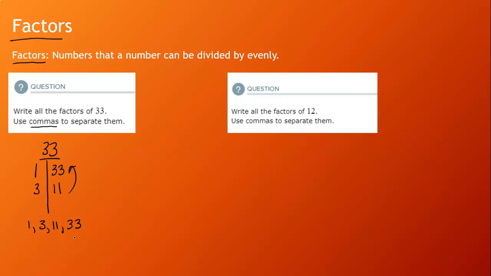Right now I want you to pause the video, and on your own paper, I want you to try to make a T-chart for 12. I want you to find all your factors of 12. Try this first on your own, and then we'll do that one together.